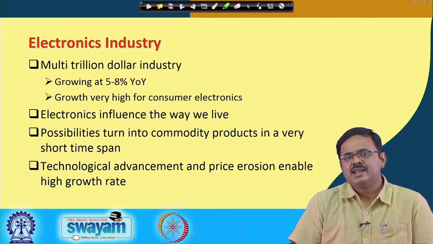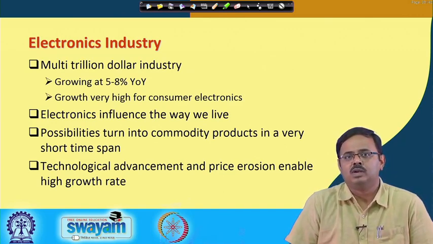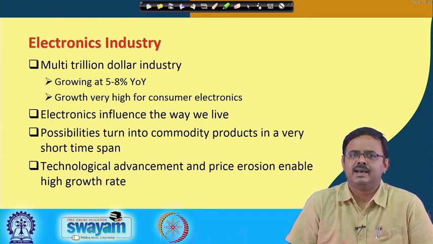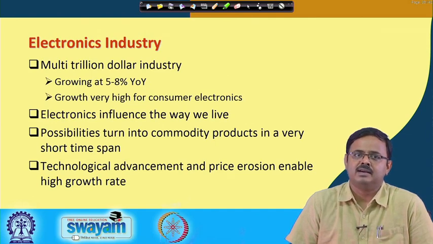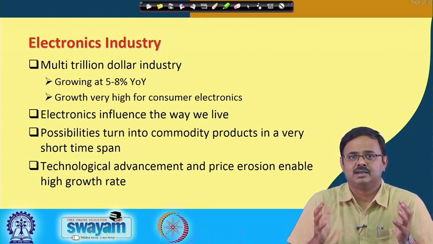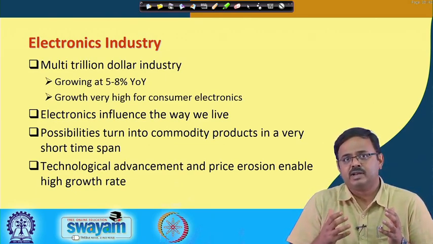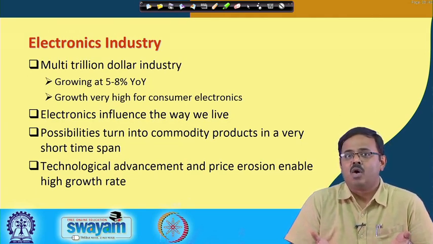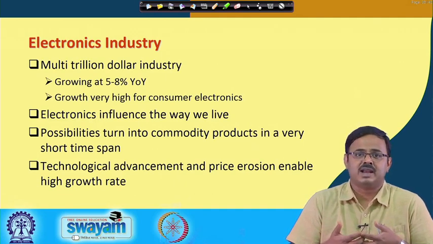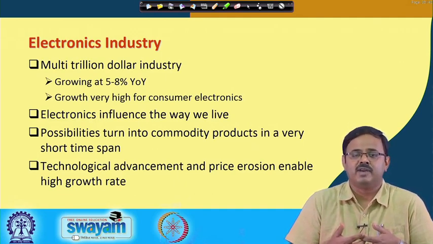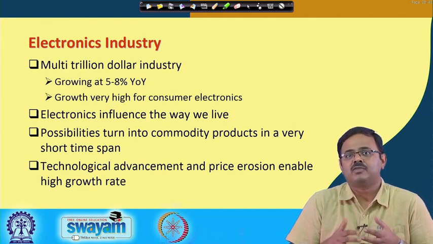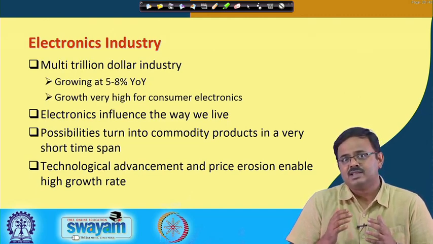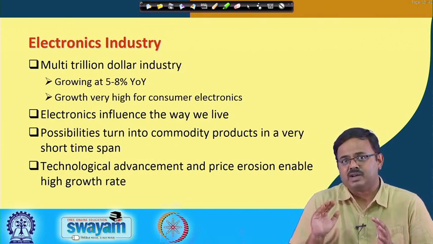As we can see, the electronics industry on the whole has grown at a very rapid pace over the past few decades, and it is still growing at 5 to 8% year on year, if you look at the entire electronics industry. Now, out of that, consider consumer electronics, which includes our smartphones, laptops, computers, tablets, or even televisions, microwave ovens, radios and music players. These are all part of consumer electronics. Out of electronics, this consumer electronics segment grows at a much faster rate.